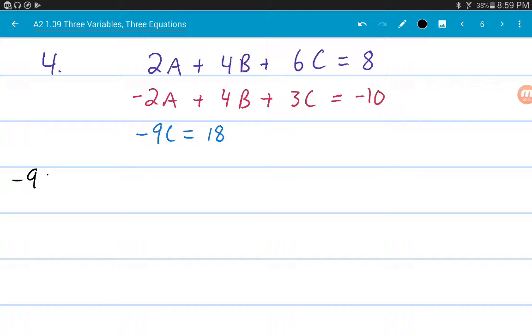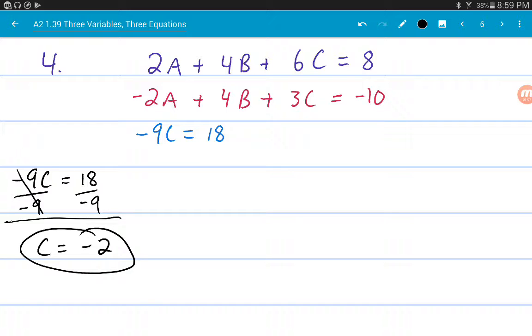I take negative 9C equal to 18. I can divide both sides by negative 9. Now this may not be what you're expecting to happen, and maybe that made it a little confusing for you, but you got to remember what your goal is, and you got to be a little creative sometimes in how to get there. So C is equal to negative 2, and we know that already.